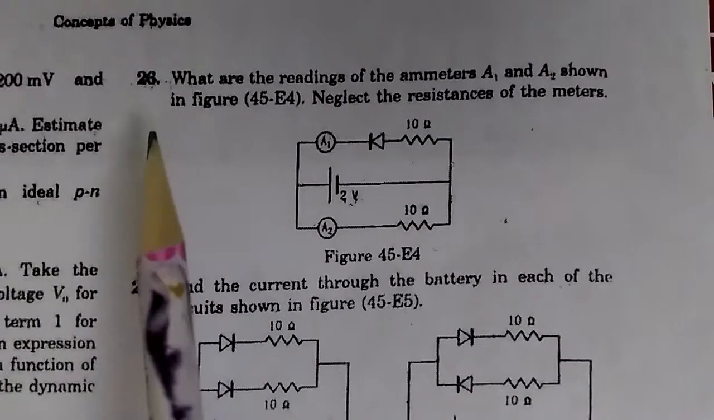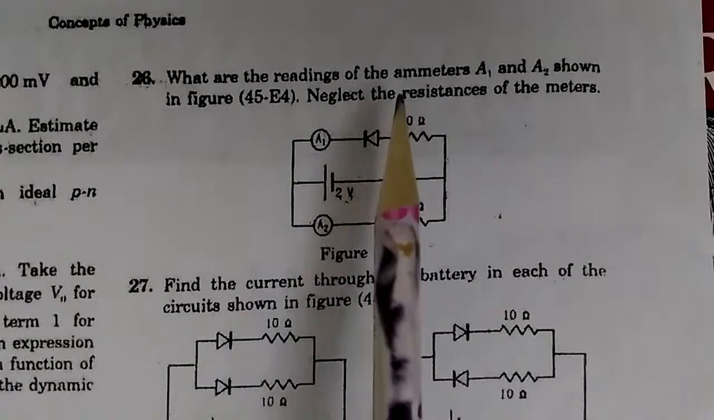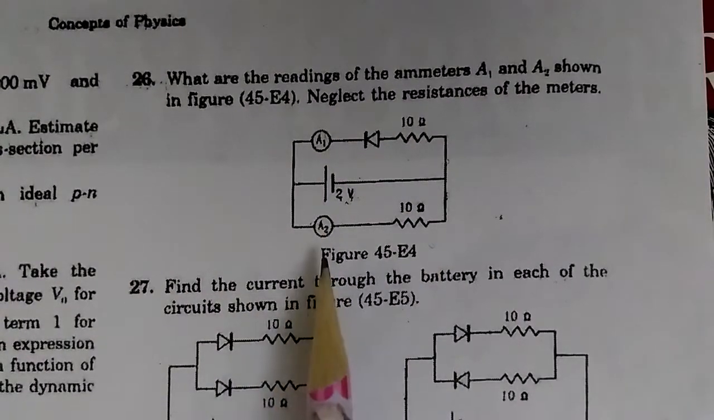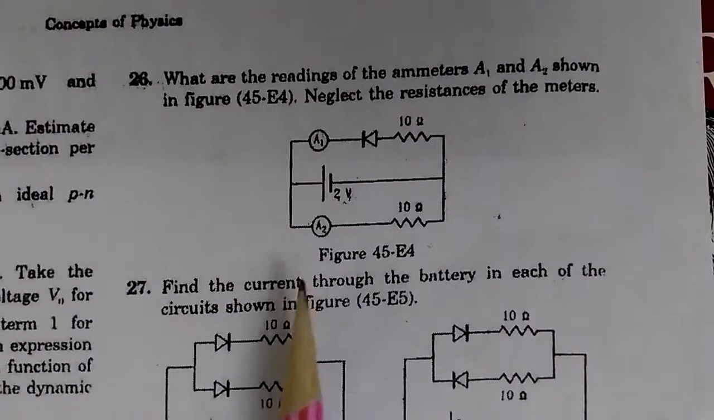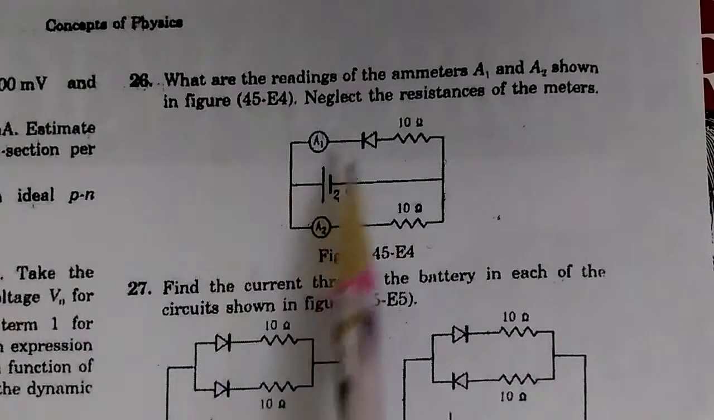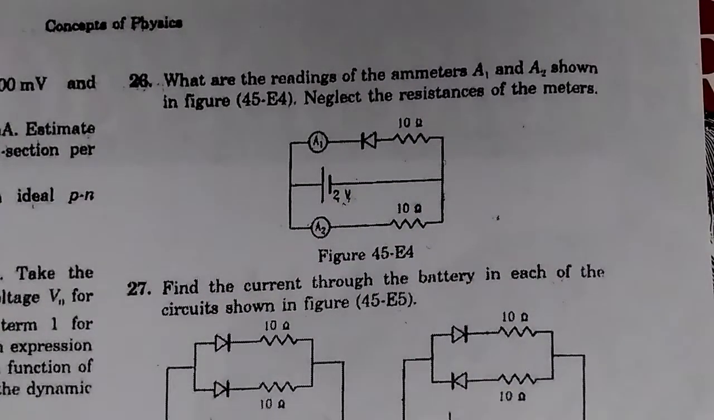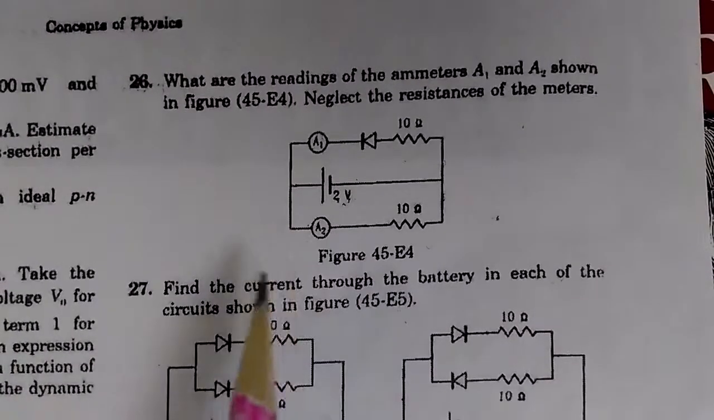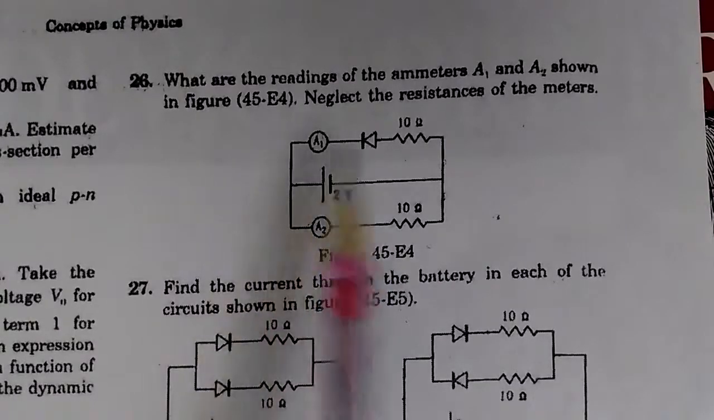In question number 26, what are the readings of the ammeters A1 and A2 shown in this figure? Neglect the resistances of the meters. So this problem should be very simple. There are basically two loops in the problem.